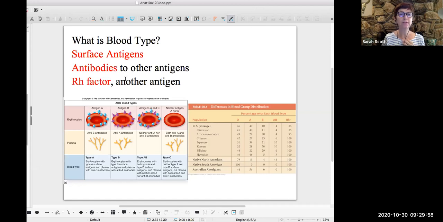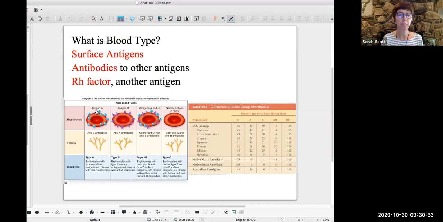Okay, so where do we find the antigens that determine blood type? Well, they're found on the outside of a red blood cell. These are 2 of the 3 antigens. These are the first 2 that were identified, and they're called antigen A and antigen B. In this diagram, they show antigen A as little circles and antigen B as little triangles. So let's say you have blood type A. That means on your red blood cells are antigen A.